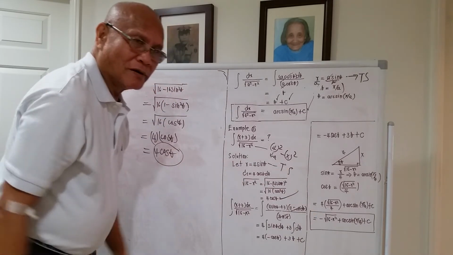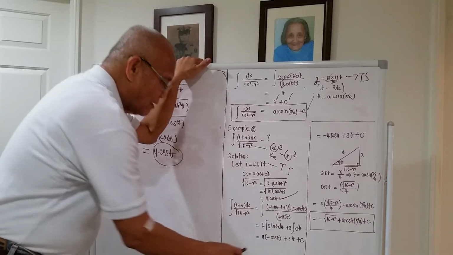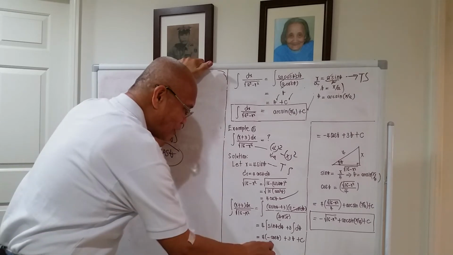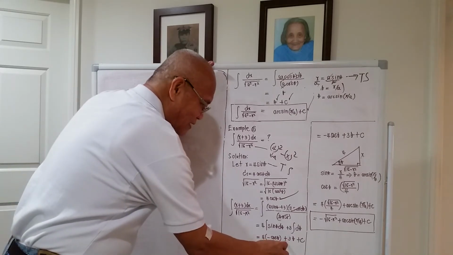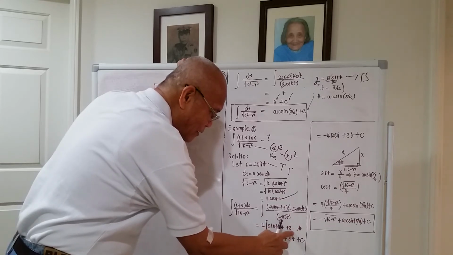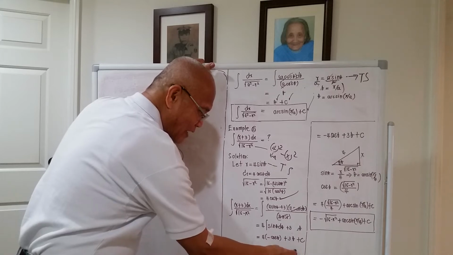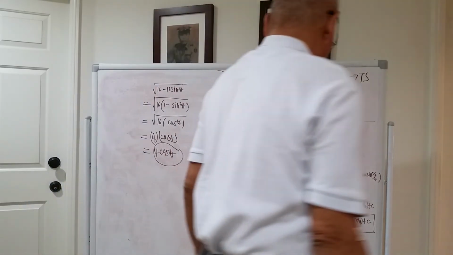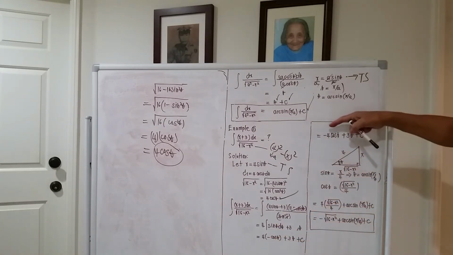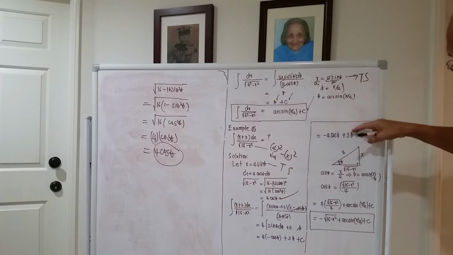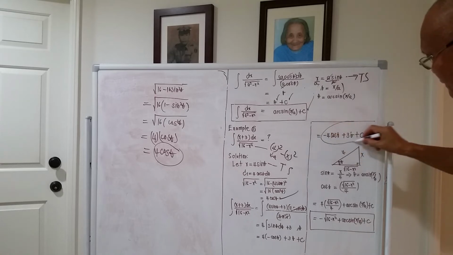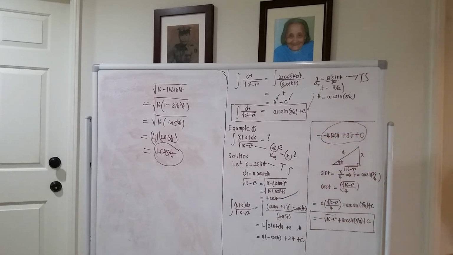It is now integrable, right? So this should be 4 times the integral of sine theta d theta, which is negative cosine of theta, plus 3 times the integral of d theta, which is just 3 theta plus c. Continuation. This should be negative 4 cosine of theta plus 3 theta plus c. This is the answer in terms of the trigonometric substitution.